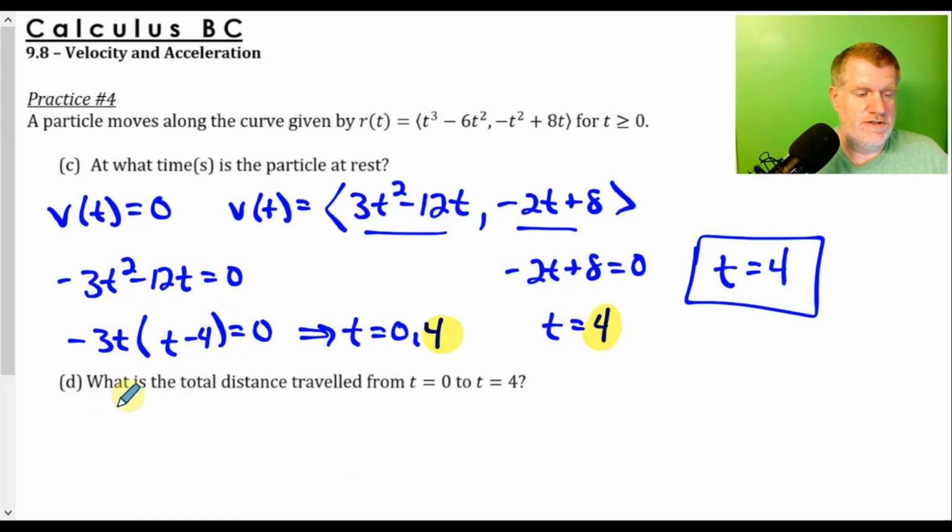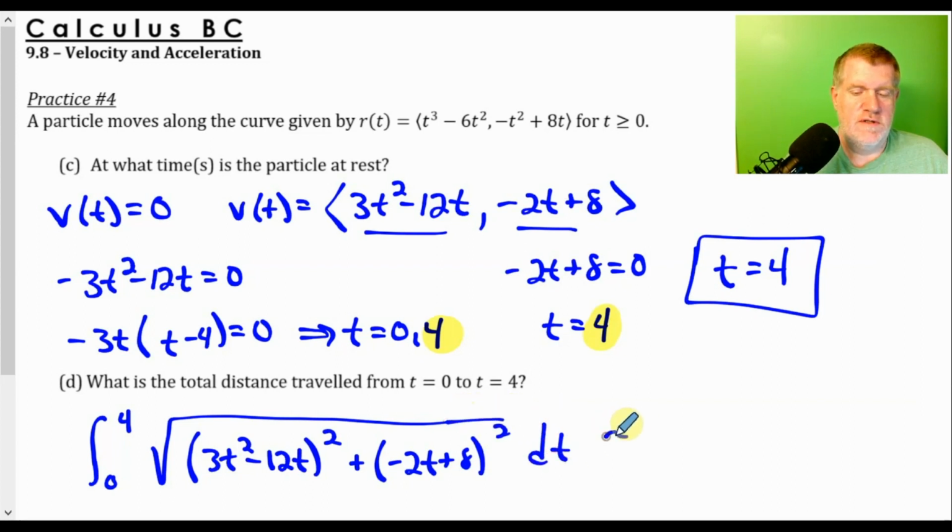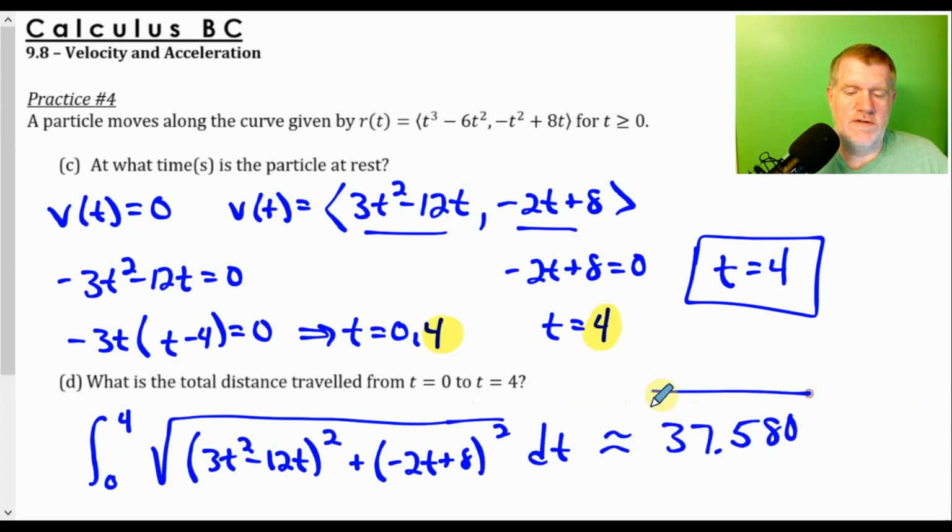And lastly, the total distance traveled. Well, we're given the velocity. So we're going to go from 0 to 4. And we're just going to take the velocity. Remember, this is the change in x. We're going to square it. And then the change in y is negative 2t plus 8. We're going to square it. Integrate that with respect to t. Now we're just going to plug in the calculator. Get about 37.580. That is the end of vector valued functions.